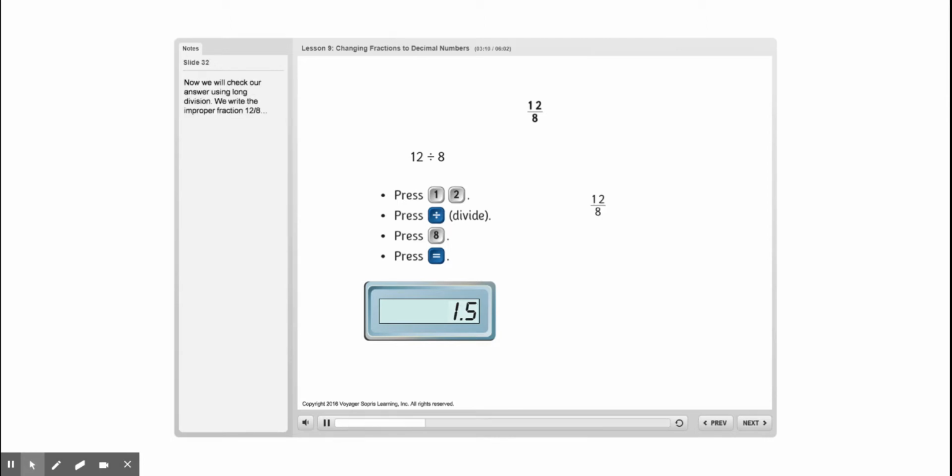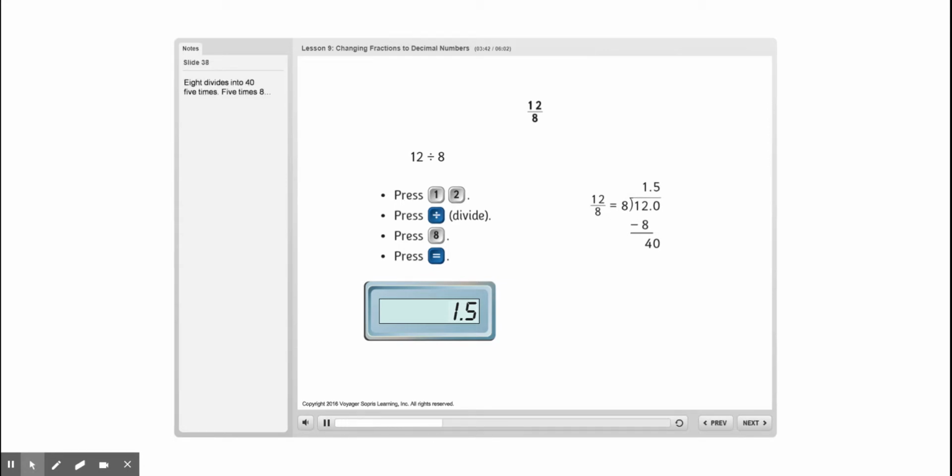Now we will check our answer using long division. We write the improper fraction 12/8 as 12 divided by 8. 8 divides into 12 one time. 1 times 8 is 8. We subtract 8 from 12, and the difference is 4. We add a 0 after the 12 and bring the 0 down next to the 4.